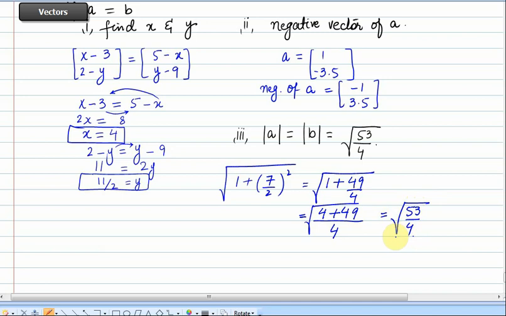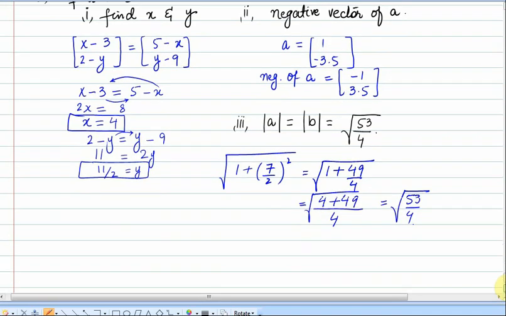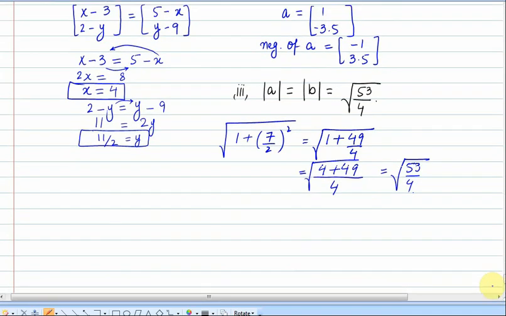Similarly, when you find the magnitude of B, it must be equal to the same, root 53 divided by 4. But first we need to find the vector B, which is 5 minus x, with x equal to 4, it's 1, and y is 5.5, so 5.5 minus 9 is minus 3.5. That is the same as A, so the magnitude will also be the same. Alright, moving on to the next part.